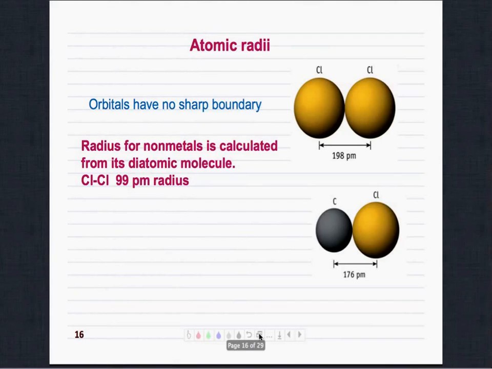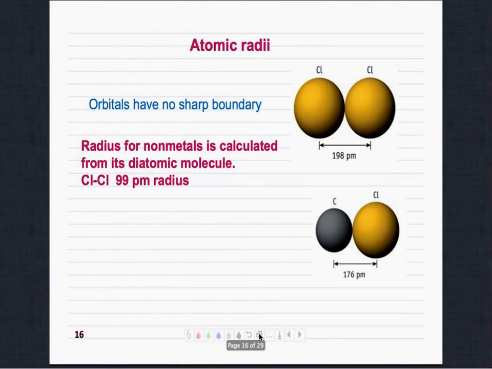And because of that, the way that we calculate the radius is we take a molecule, especially for nonmetals. For example, if I want to calculate the radius of Cl as an atom, I take Cl2, which is a compound of Cl, and I measure the distance between the 2 nuclei, and from there I divide it by 2 and know the radius of Cl. Then I take it in another compound and I do the calculation.